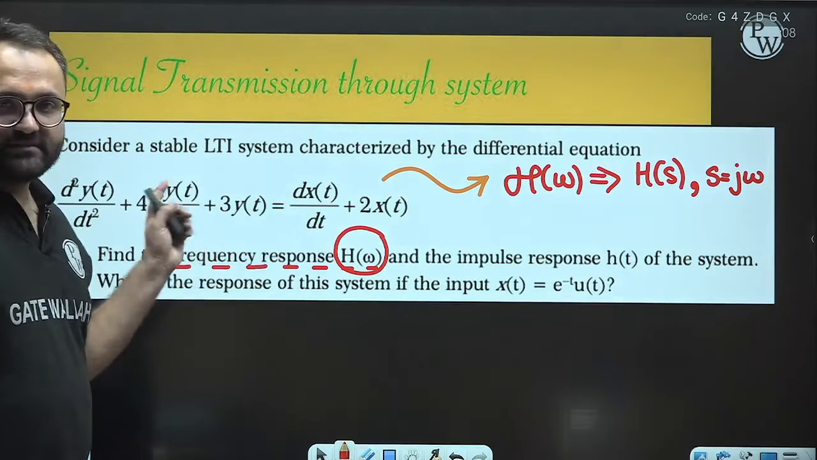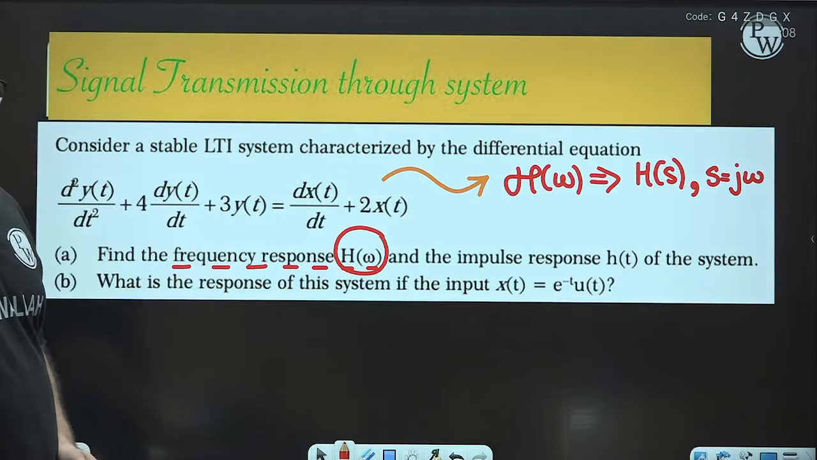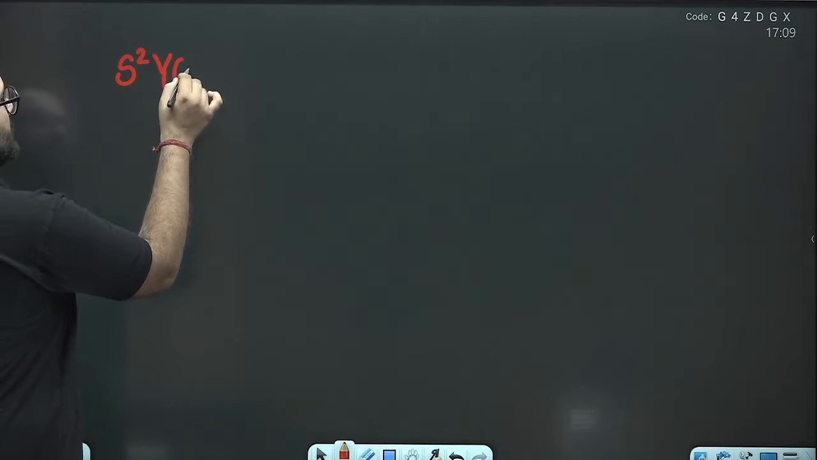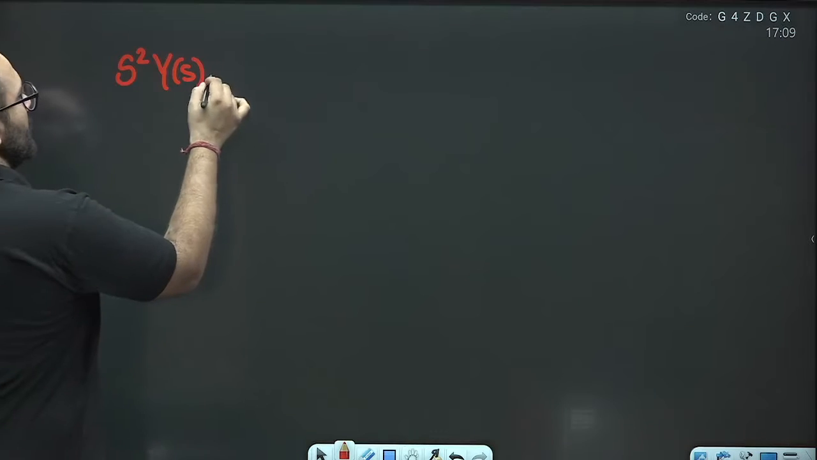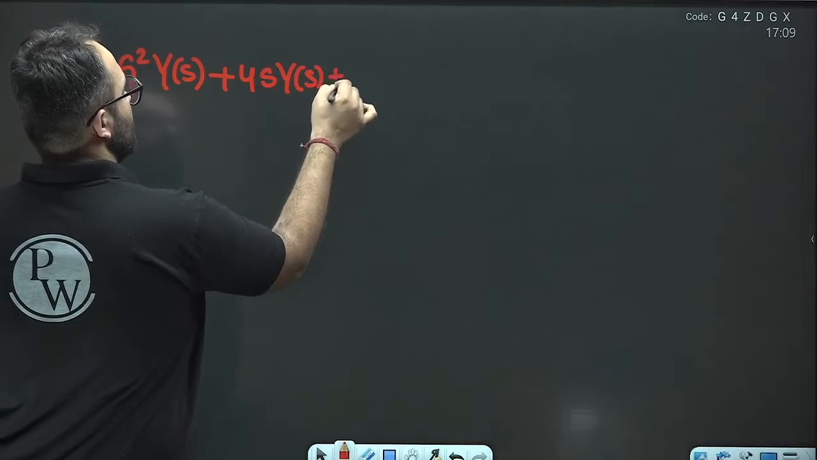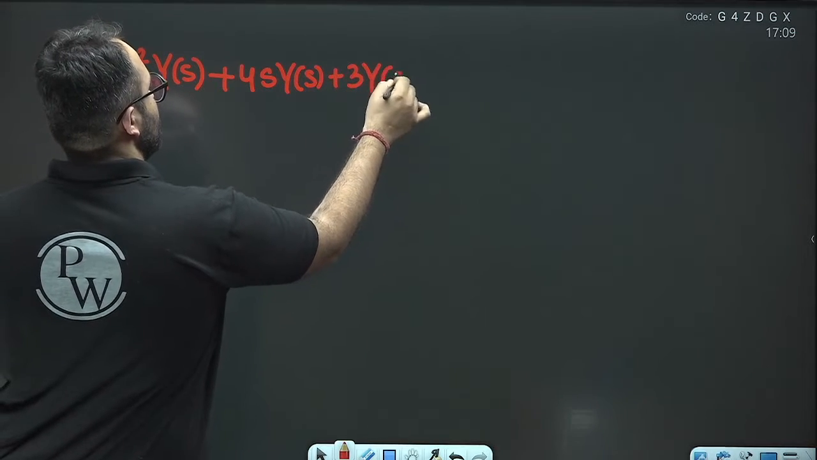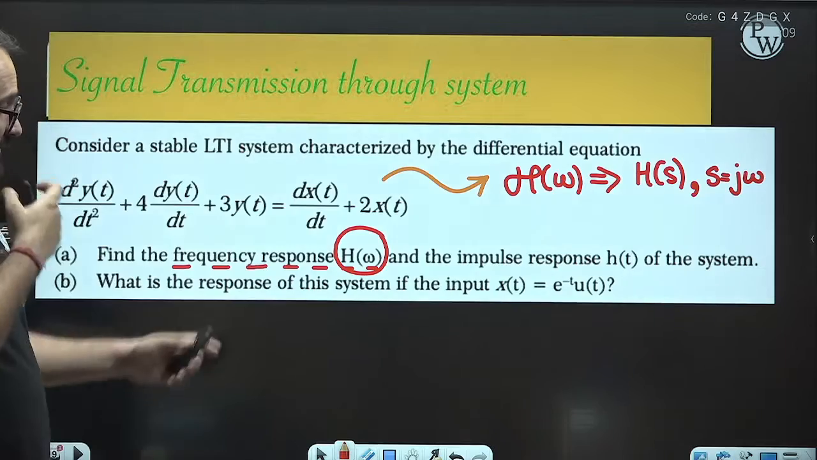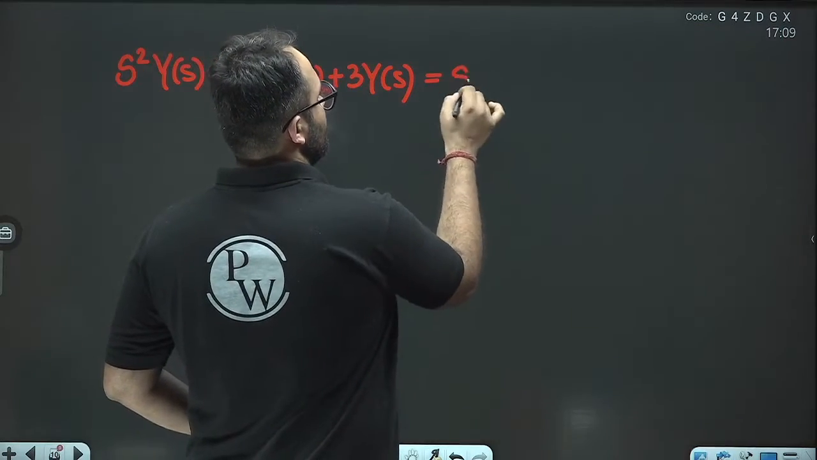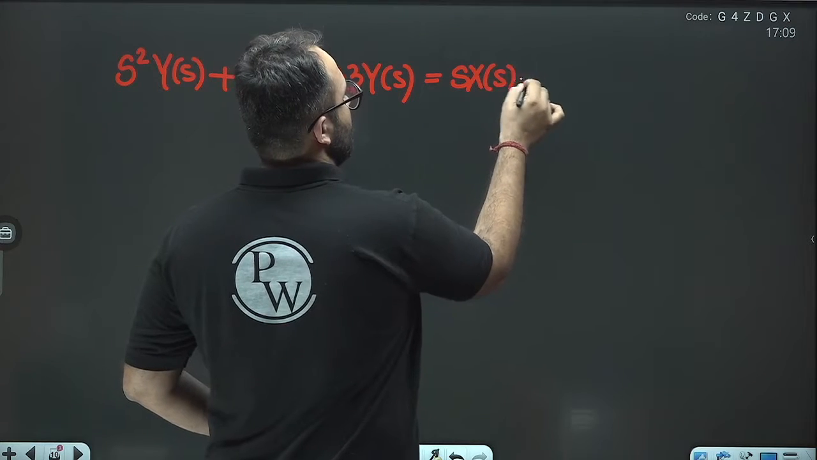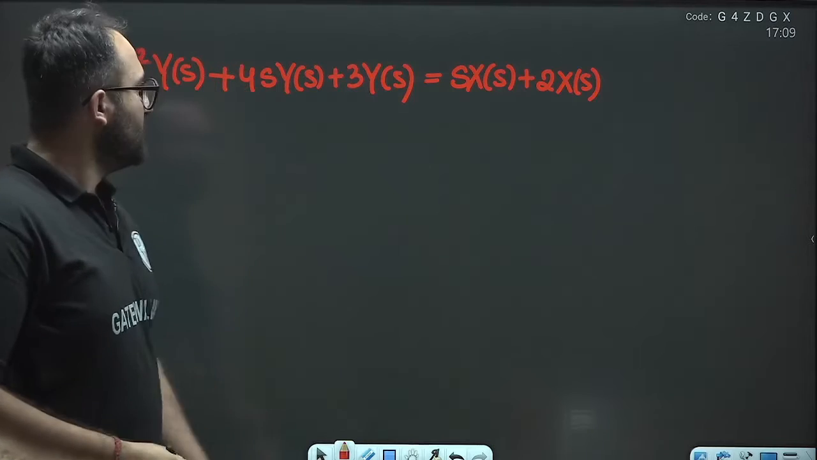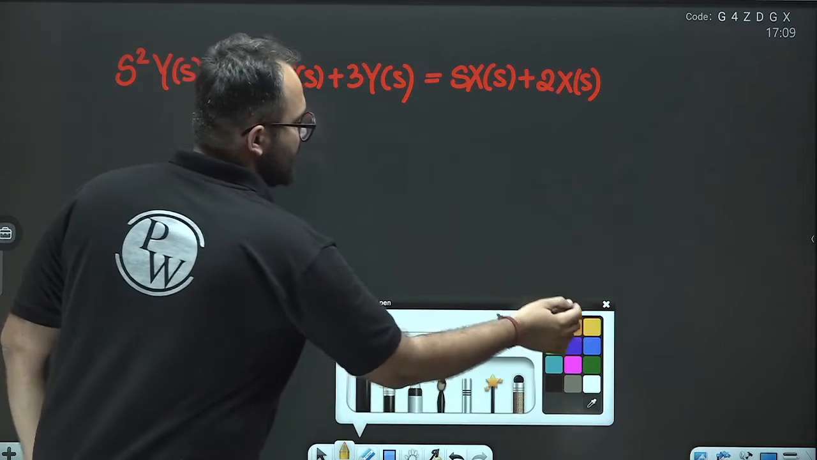Suppose this is the system equation. We'll first of all take the Laplace transform. So s square Y(s) plus 4s Y(s) plus 3Y(s) is equal to s X(s) plus 2. Now, we will take Y(s) upon X(s).